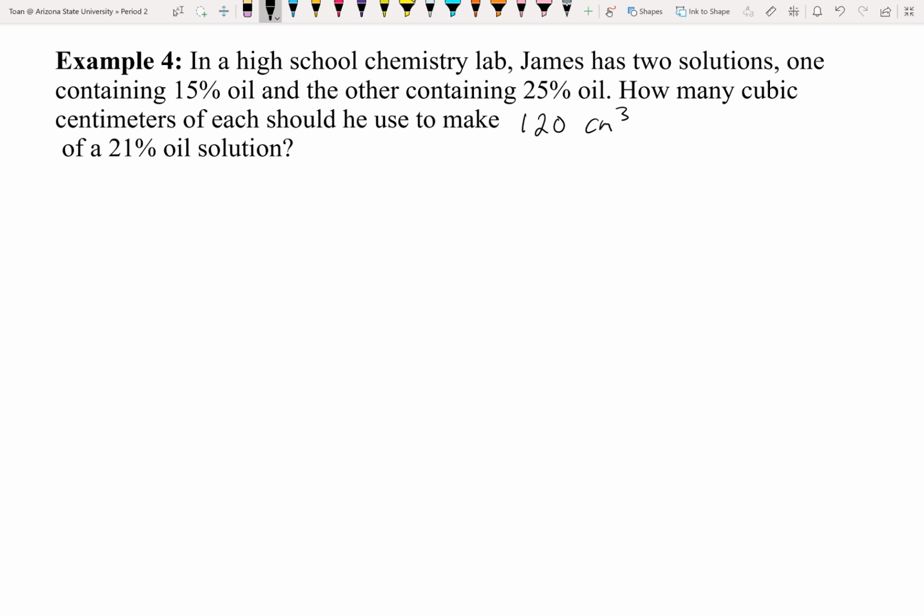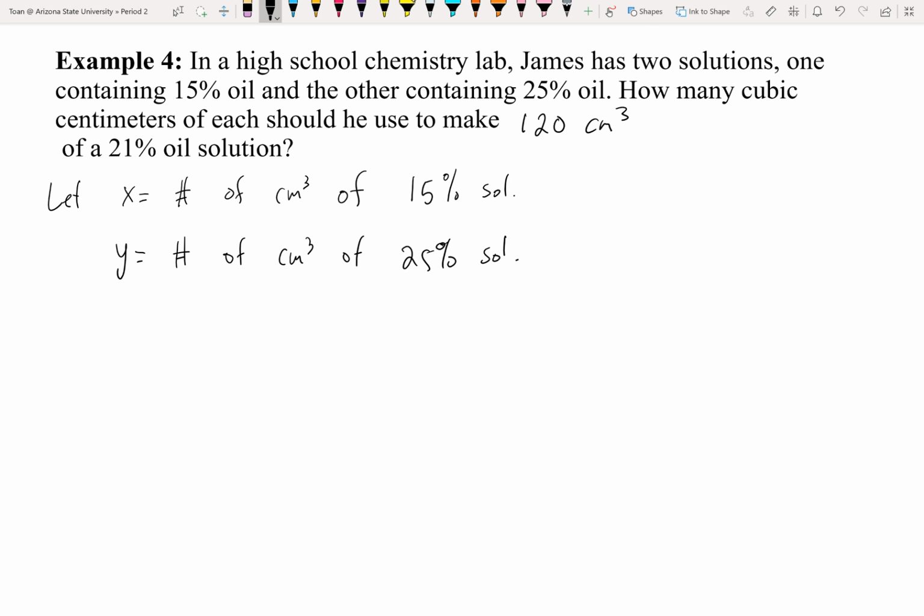So how many cubic centimeters of each should he use to make 120 cubic centimeters of a 21% oil solution? So the first thing I want to do is find my variables. How many cubic centimeters of each? That's the actual question, what the question is asking. So that will be my variables. I'm going to let x equal the number of cubic centimeters of, we have 2 solutions, the 15% and the 25%. So I'll make the first one the 15% solution. And then I'm going to let y equal the number of cubic centimeters of the 25% solution.